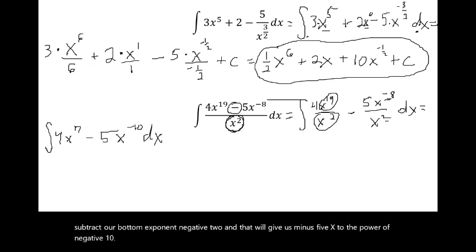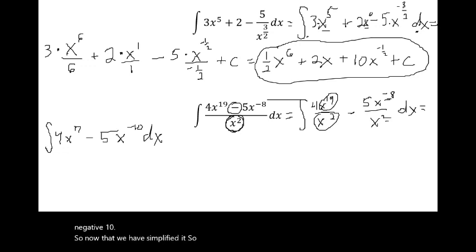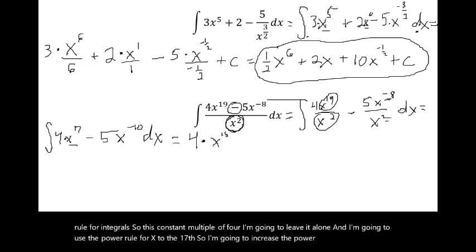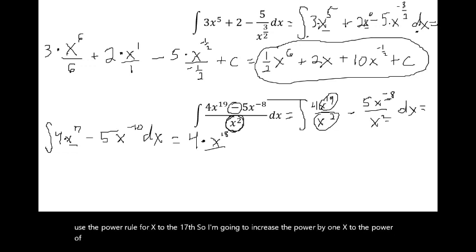So now that we have simplified it so that there are no more quotients, I can use the power rule for integrals. This constant multiple of 4, I'm going to leave alone, and I'm going to use the power rule for x to the 17th. So I'm going to increase the power by 1, x to the power of 18, and I'm going to divide by that new power, 18.